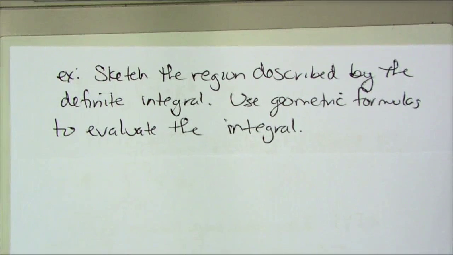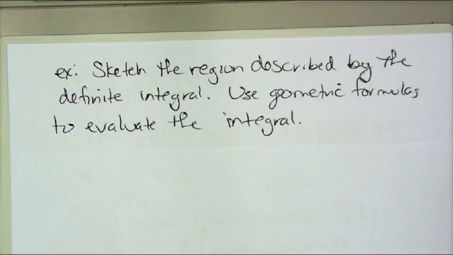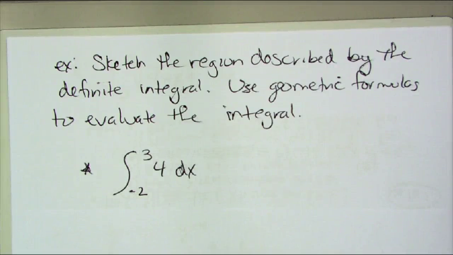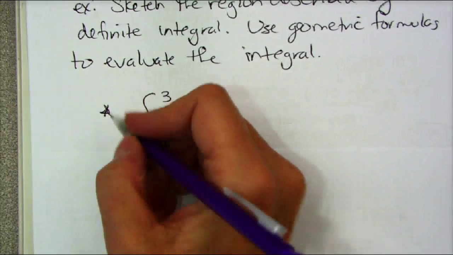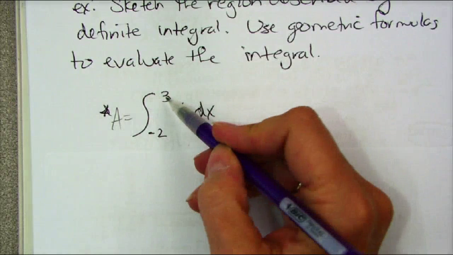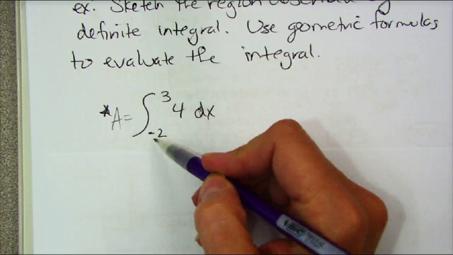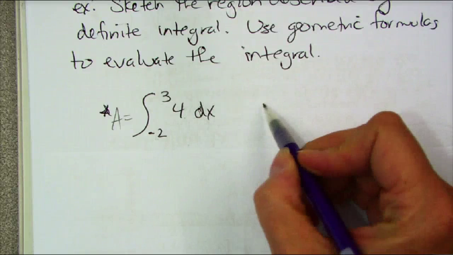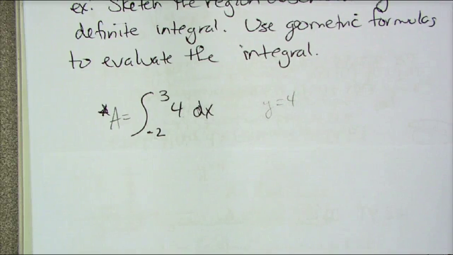Here's the next set of directions for some of your homework. It says sketch the region described by the definite integral. Then use geometric formulas to evaluate the integral, because right now we don't know how to do the integral. So we're going to use geometry in order to do the area, which is what an integral is. So here's a problem. This is going to be equal to area. This is properly written: this is a larger value, this is a smaller value. These are the values on my x-axis. And here's my function. So I can write it like this: y equals 4. That's my function.